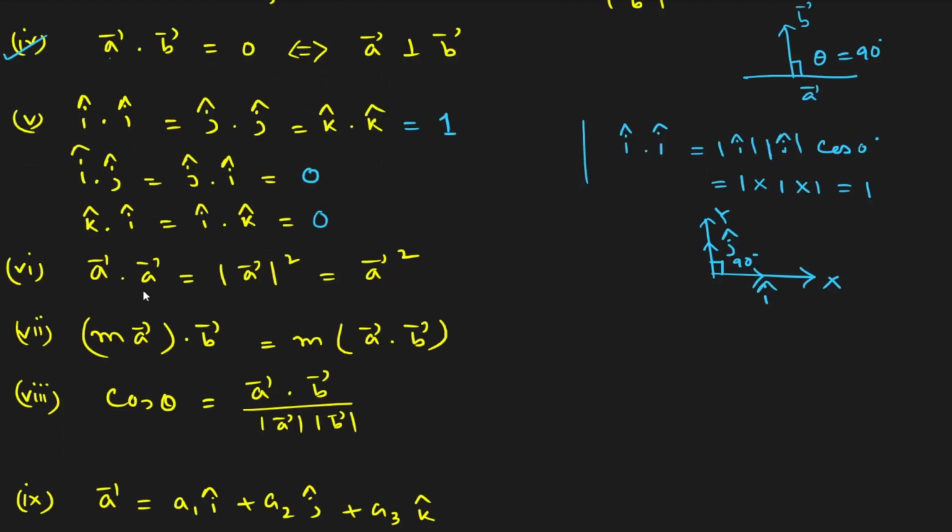Okay, now a bar dot a bar. You can write a bar dot a bar like this also: modulus a bar whole square. So their value will be the same, or you can simply write a bar square.